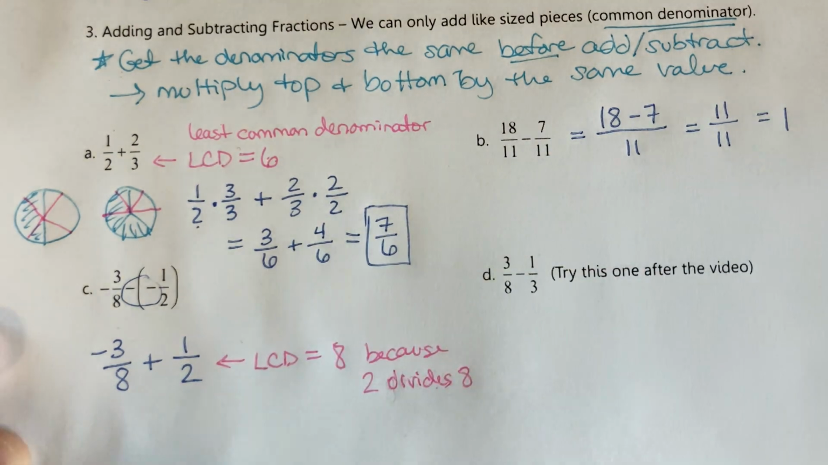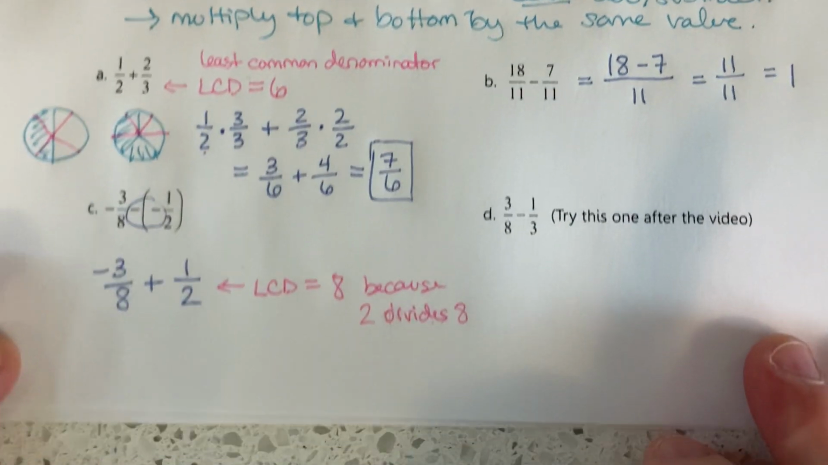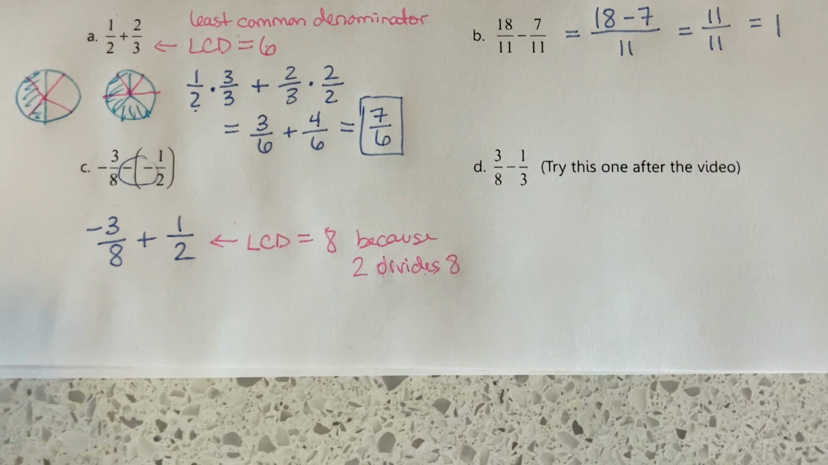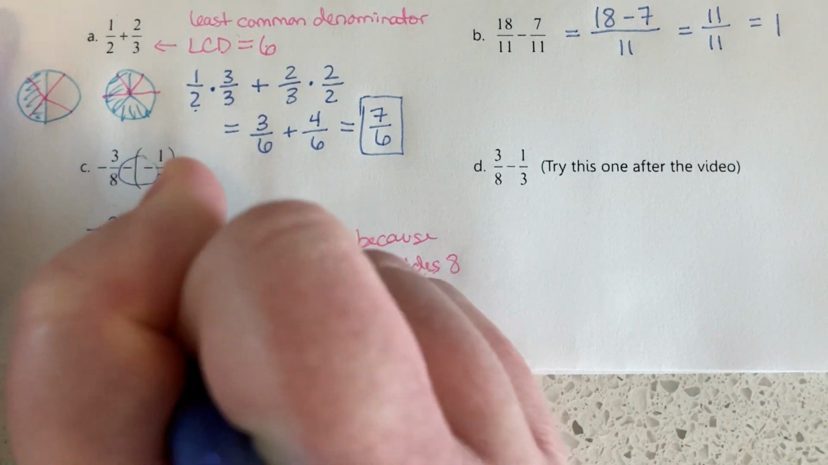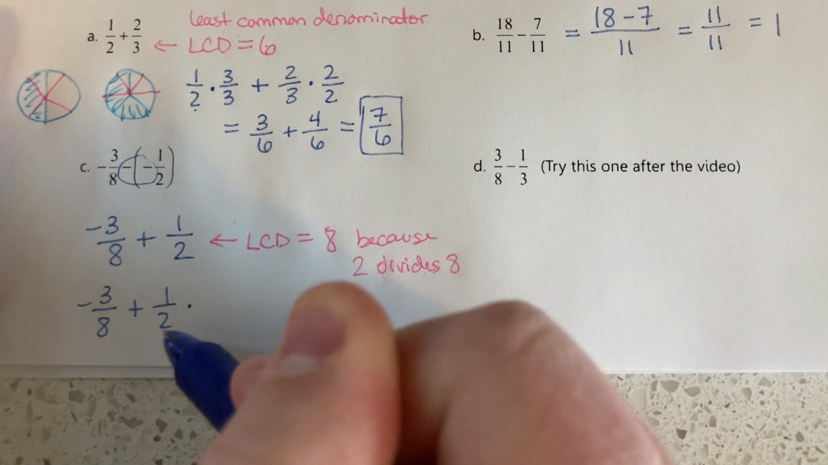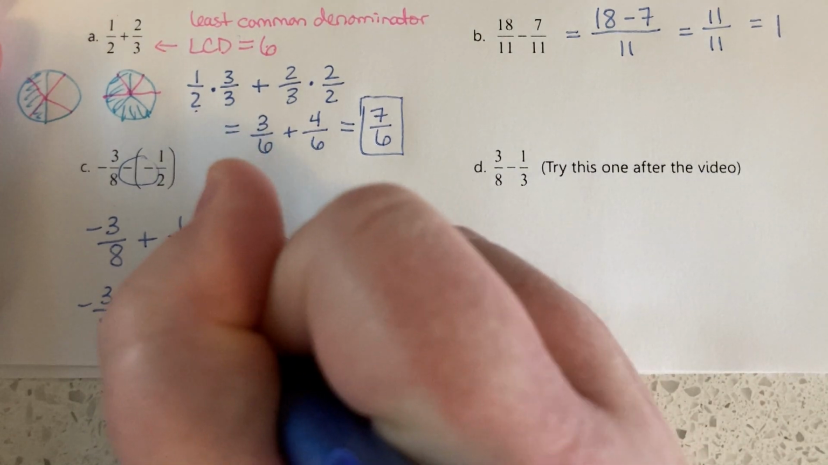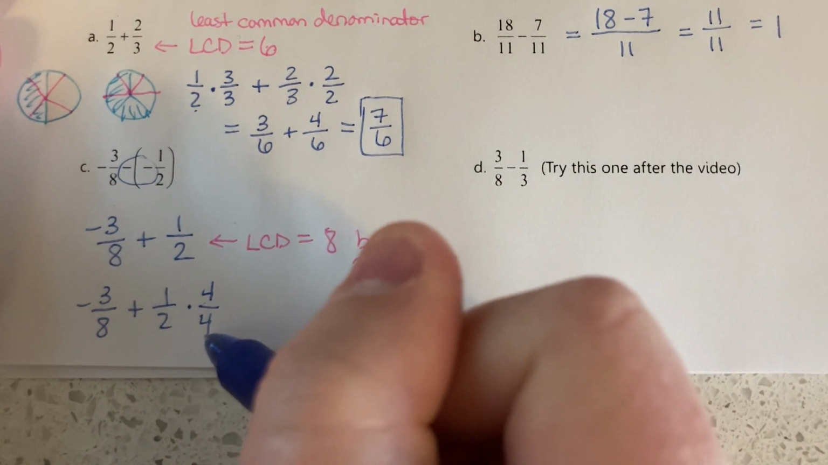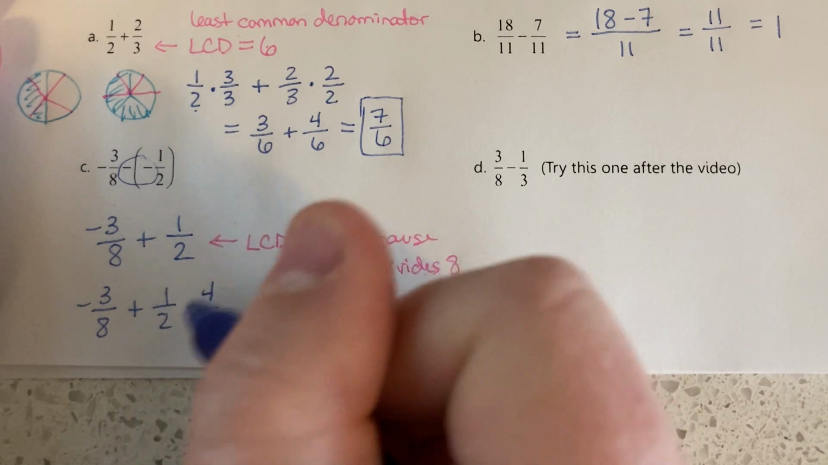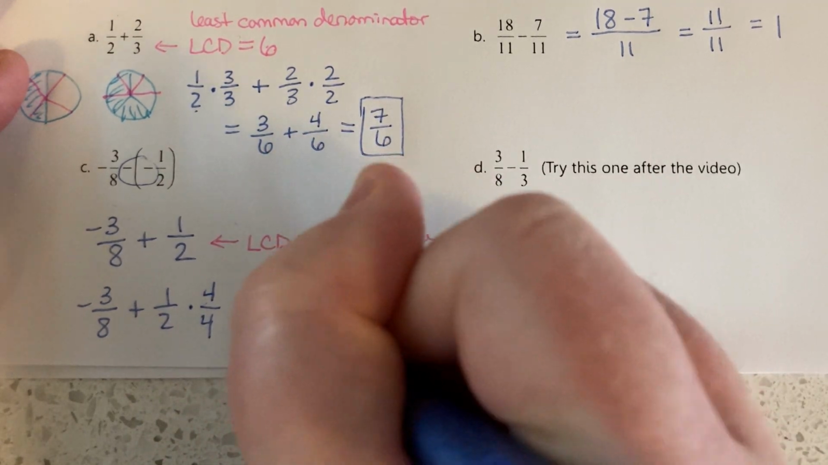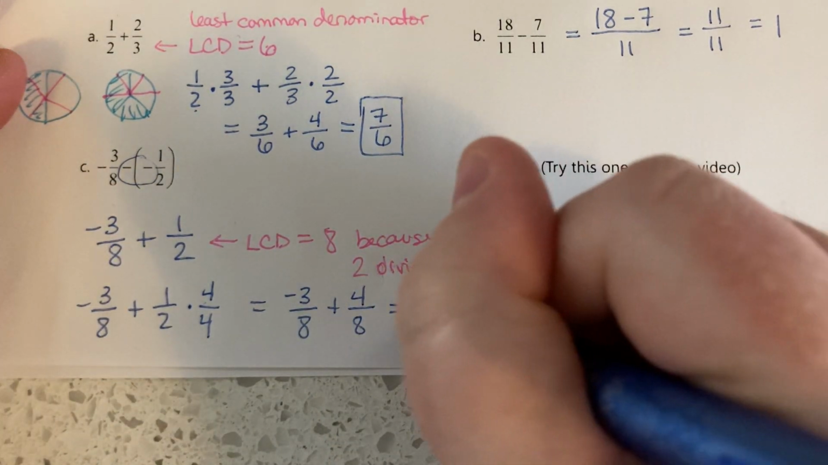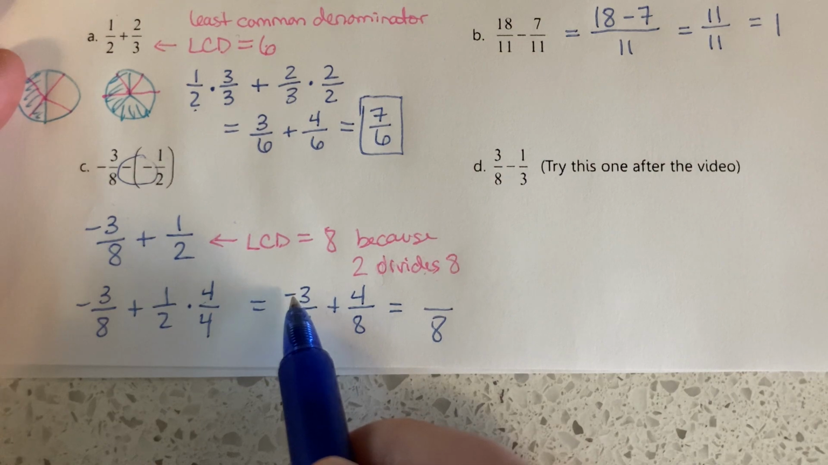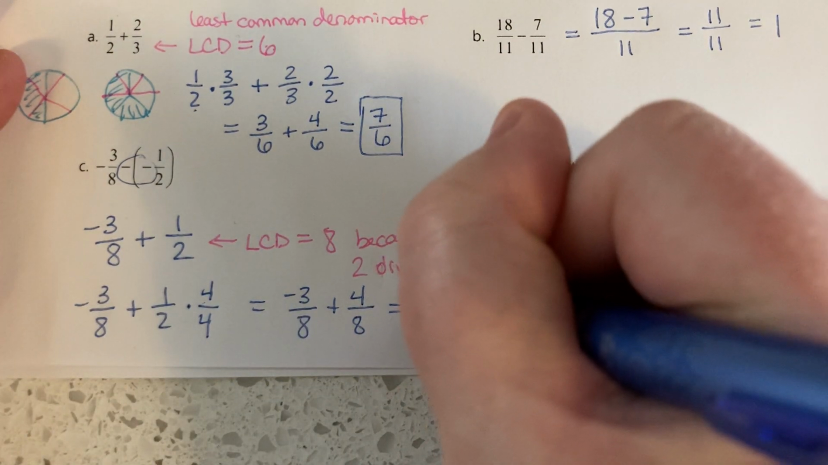So I don't need to multiply. If 2 divides into 8 evenly, then we can just use 8. And that way I don't even have to change the first fraction. So the first fraction is going to stay negative 3/8. And then the second fraction, I need the bottom to be 8. So I'm going to multiply by 4 on top and bottom. So it's negative 3/8 plus 4/8. And now that we have the denominators matching, we just do the top. Negative 3 plus 4 is 1.